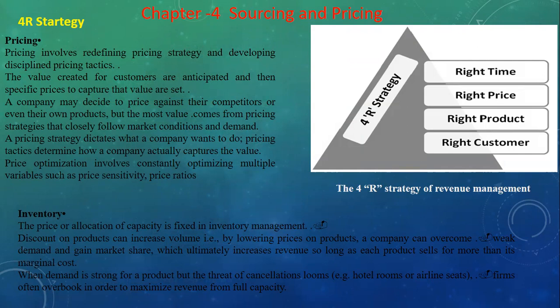So we are already aware that there are 4R in supply chain management, which are the four strategic rights. You can see on the screen: right time, right price, right product, and right customer. This is the strategy of revenue management, 4R. For managing revenue, we need to understand this 4R for making a 4R strategy. So what is the R? R is the right.